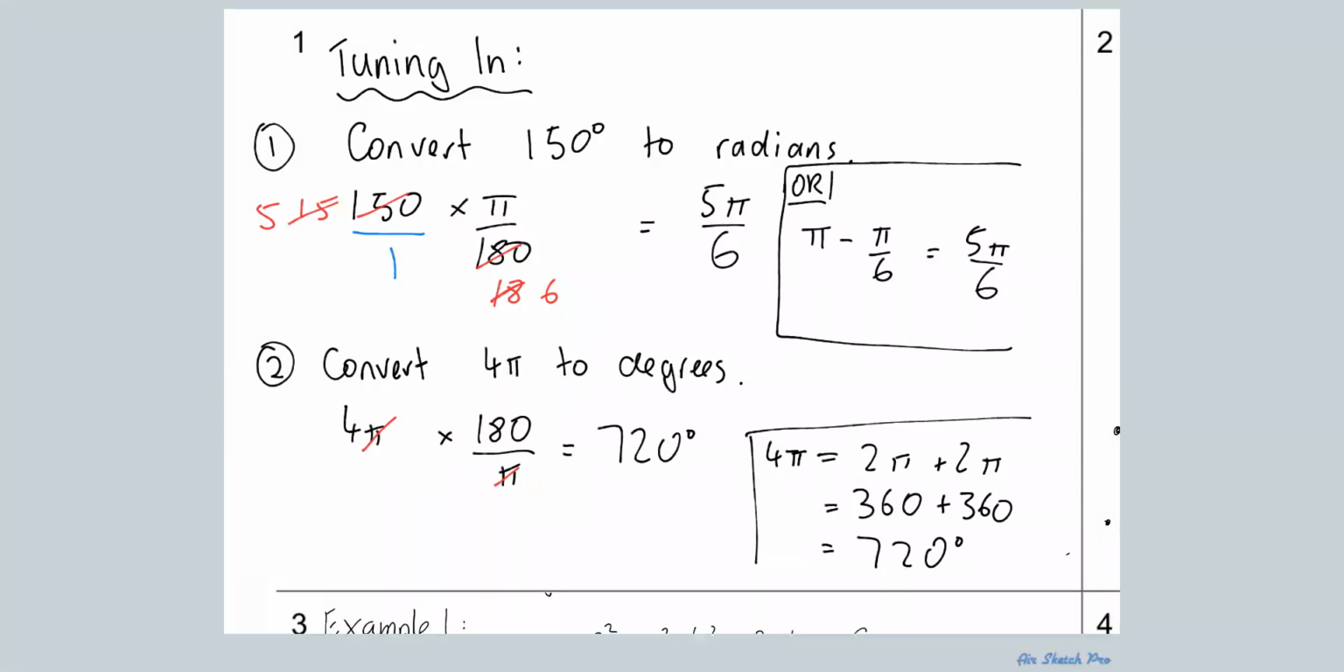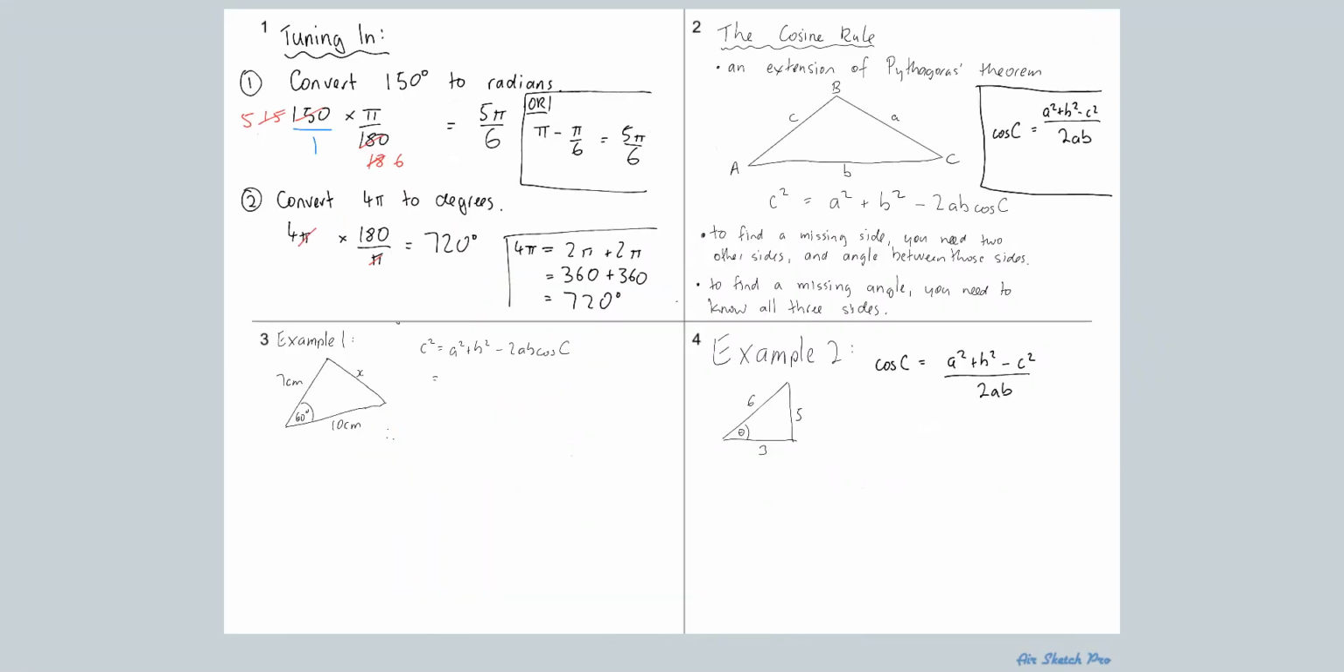What are we doing today? Today we are looking at a new rule. Last lesson we looked at the sine rule. This lesson we're going to look at the cosine rule. Okay, so in the second half of this lesson, I'm actually going to spend some time showing those who are interested how to construct the cosine rule.